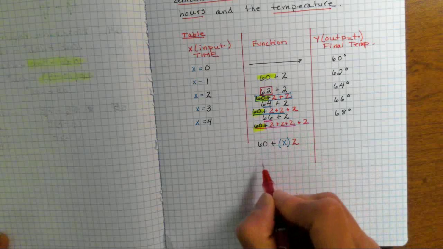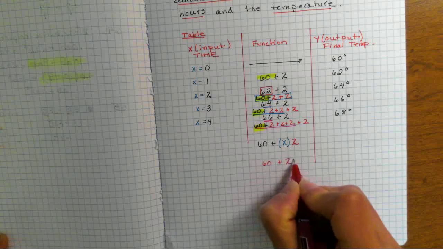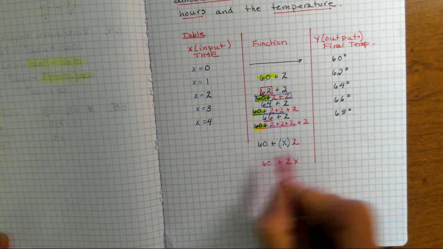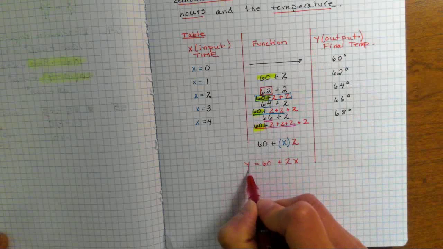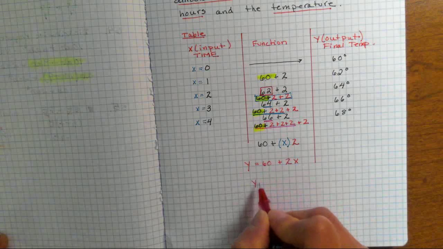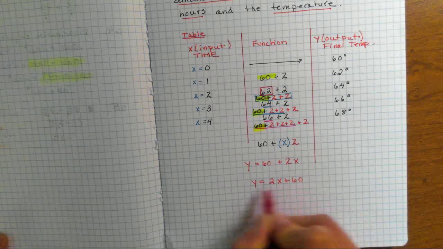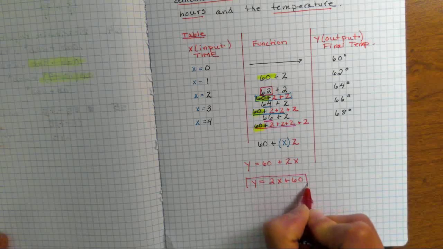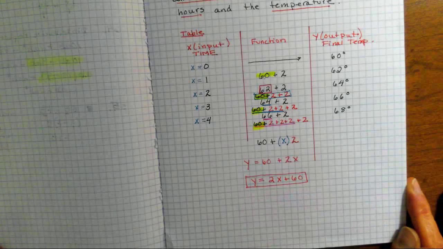So let's rewrite that. That's going to be 60 plus 2x. And that's going to give me my output, which is y. Or I could rewrite this to be y is equal to 2x plus 60. Okay, and we're going to see why I wrote it like that later on when we start graphing.